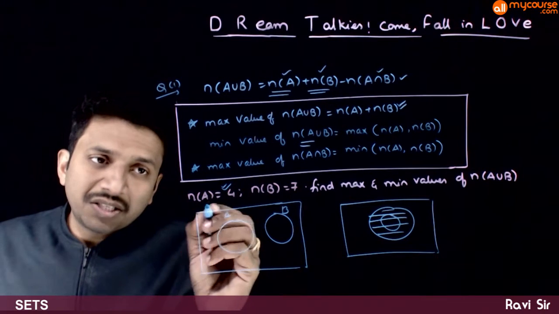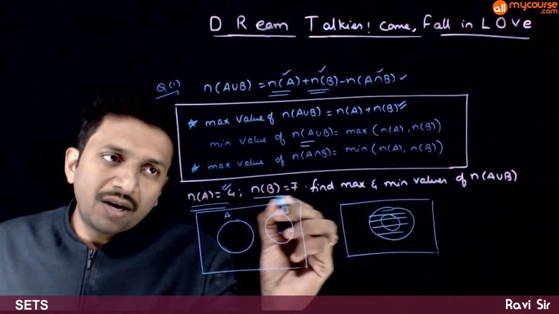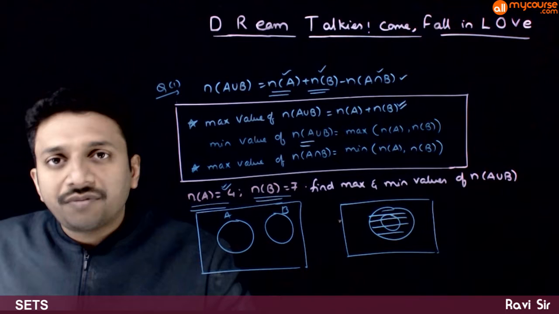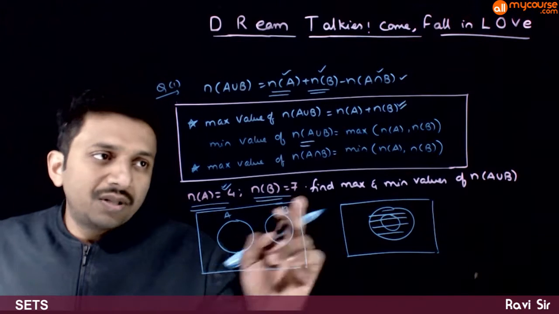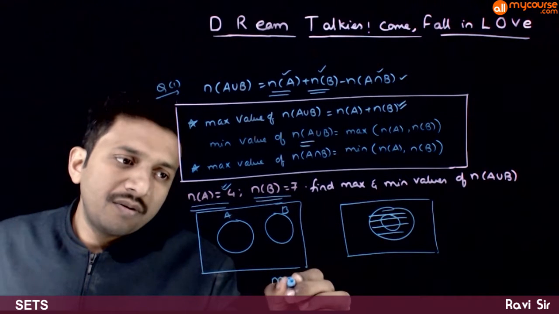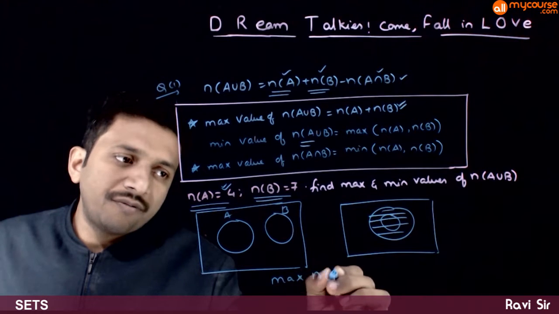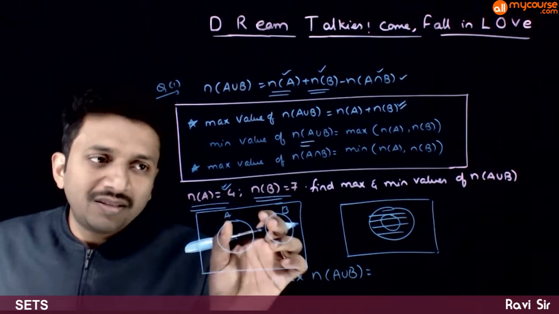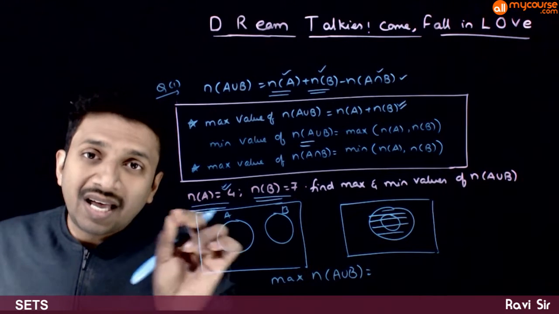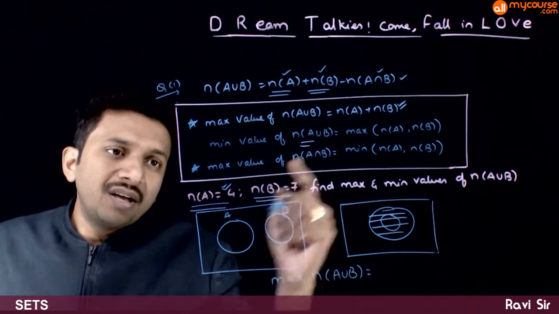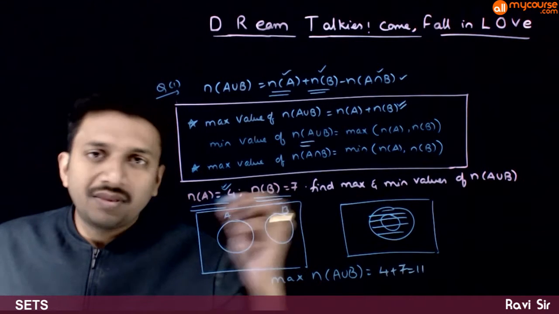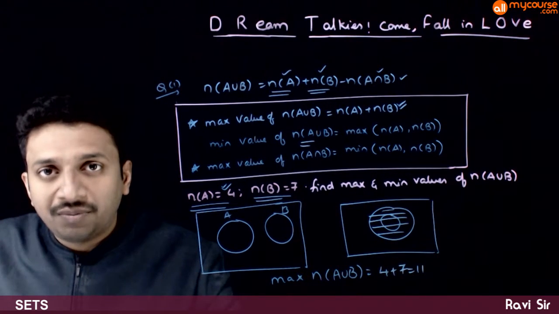So let us take this question. n of A is given as 4, n of B is given as 7. What is the maximum and minimum value of n of A union B? The maximum value of n of A union B is nothing but n of A plus n of B. This happens when the sets are disjoint. So you have 4 plus 7, which is equal to 11. That's the maximum value of n of A union B.